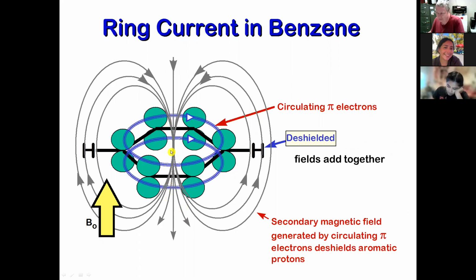And then it wraps around and creates an additive magnetic field, which is deshielded, extensively deshielded. That's why these protons on a benzene come at like 7 ppm, because they're extensively deshielded. In the middle is a shielding effect, and it wraps around, and on the outside is a deshielding effect. And that's why benzene protons come at 7 or 8 ppm.